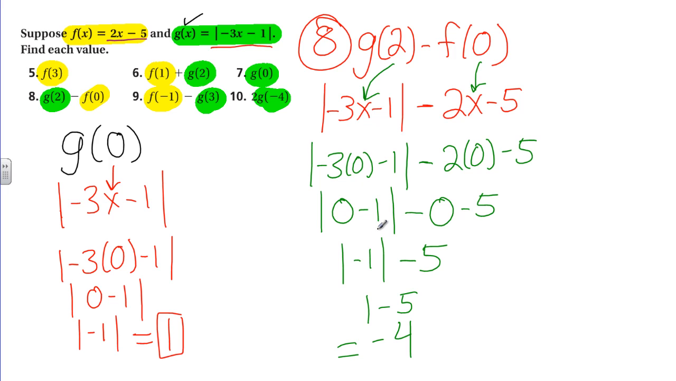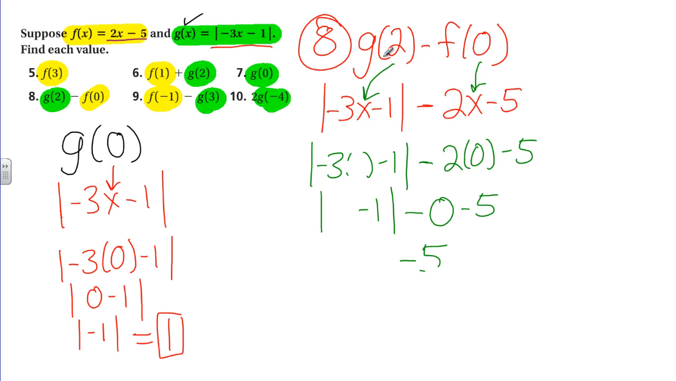Let me double check that. Okay, then... Oh wait, did I make a mistake? G of 2. Uh-oh. I was supposed to put a 2 in for the x. Oh my gosh, why didn't you guys stop me? Let's go back. So this is wrong, this is wrong.